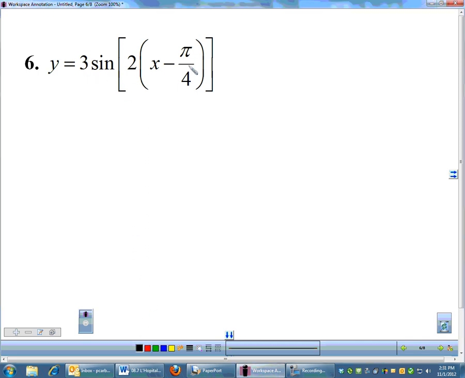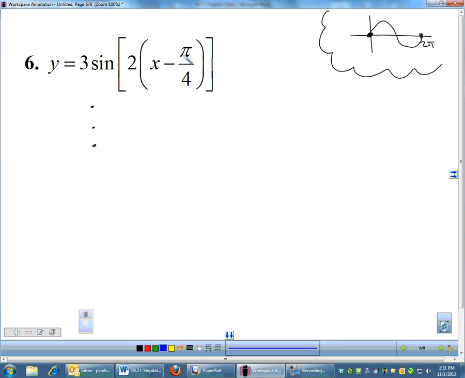So, let's see, it is a sine graph, so I'm automatically thinking about my graph of sine. I know it starts at the origin, goes up, down, and finishes. And normally it finishes at 2 pi. But we're going to have to change that here. I see 3 things on this problem.